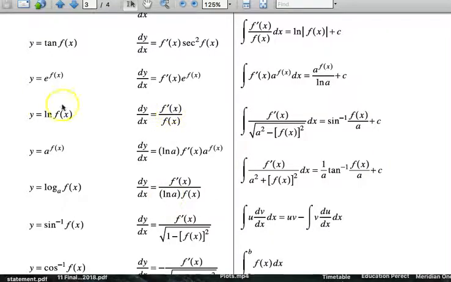So if you look at the similarities between them, they're very similar. The only difference is an ln a. So the only difference with e to the function of x and a to the function of x is the ln a here. And the only difference between ln function of x, or log to the base e of function of x, and log to the base a of function of x is an ln a as well, but it's on the denominator this time. Otherwise, they're identical.